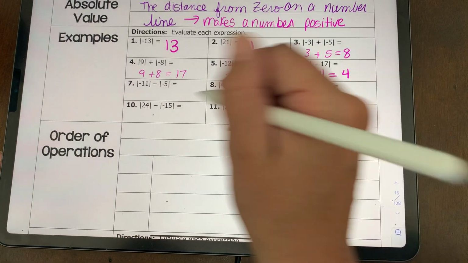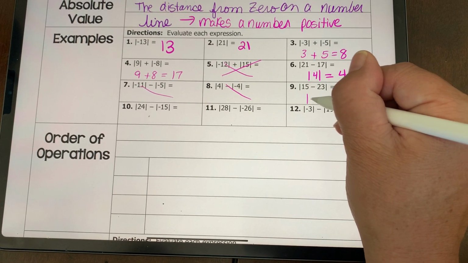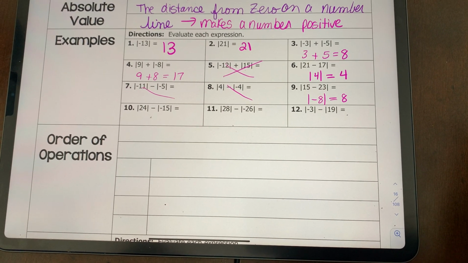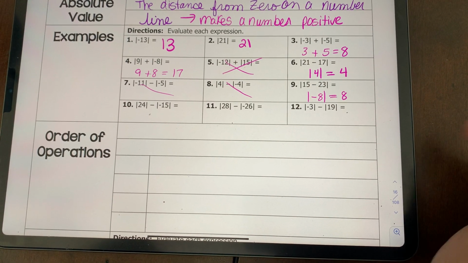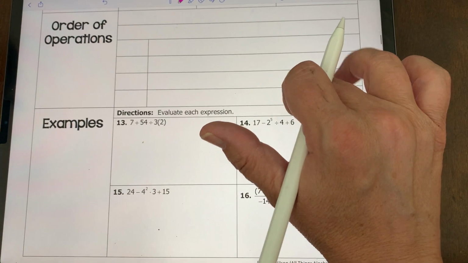Okay, so same thing on number 9. You would do the inside first, so that's a negative 8, and then you would take the absolute value. So it's very important that you do order of operations. Absolute values act like parentheses. Okay, so we're going to look at order of operations.